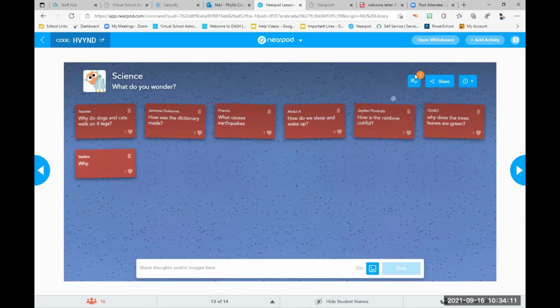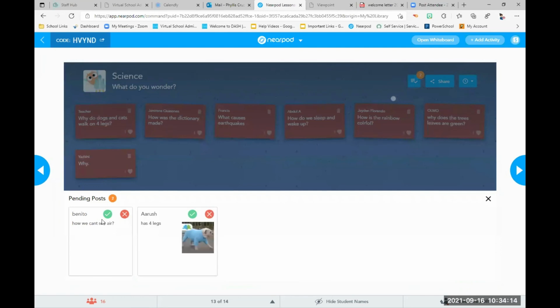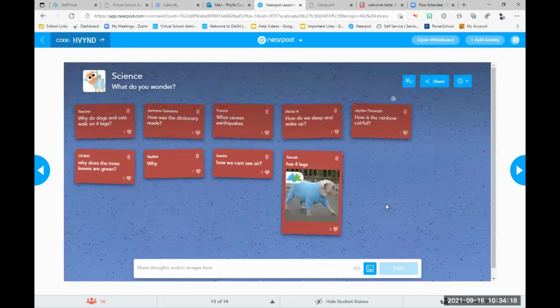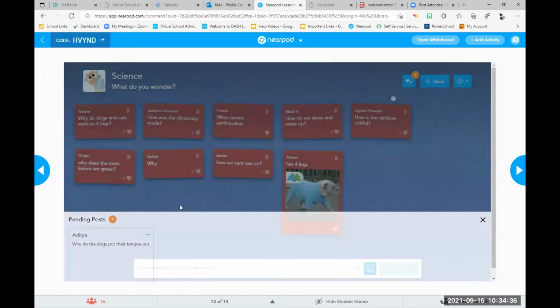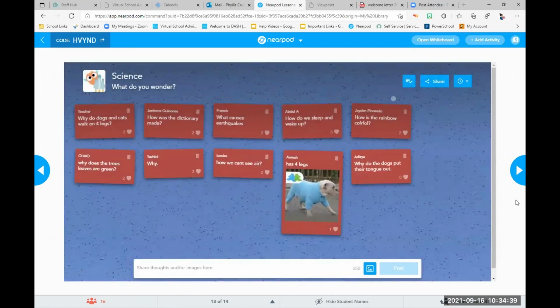Oh, here comes another one. Oh, how come we can't see air? Exactly. Arusha's the dog. That made me laugh. I love it. Look at the dog. And why do they have four legs? Oh, you guys crack me up. Here comes another one. Why do dogs put their tongues out? Ooh, that's a good question. Do some research. Find out.